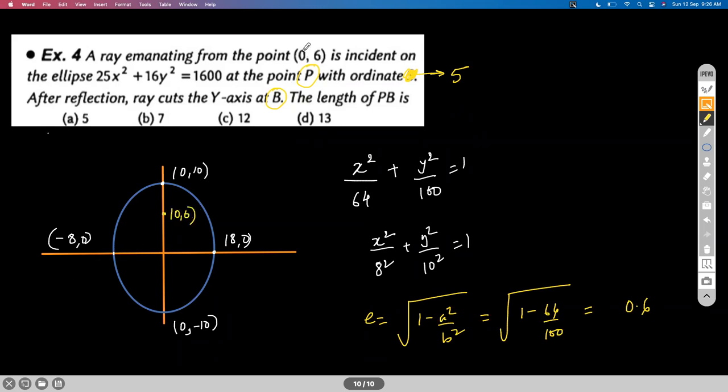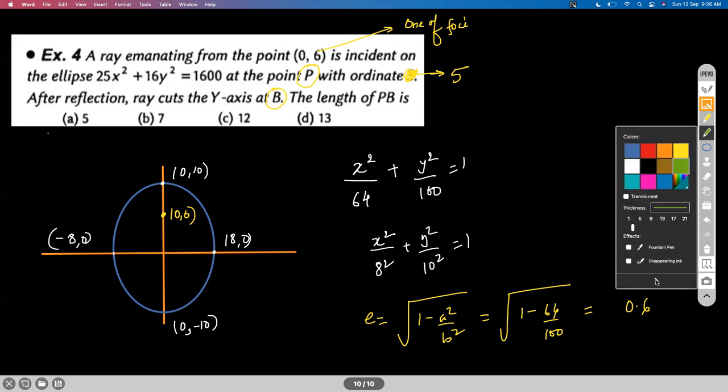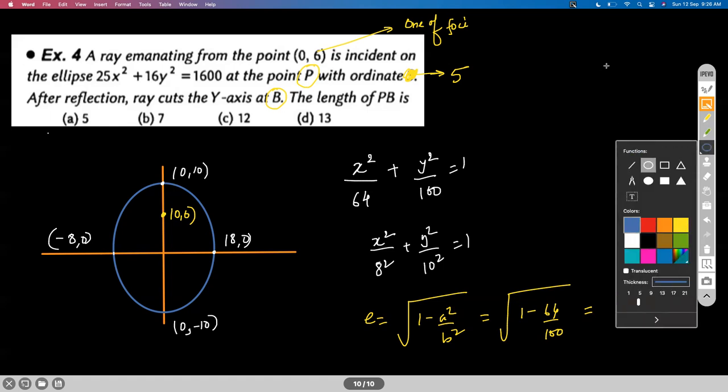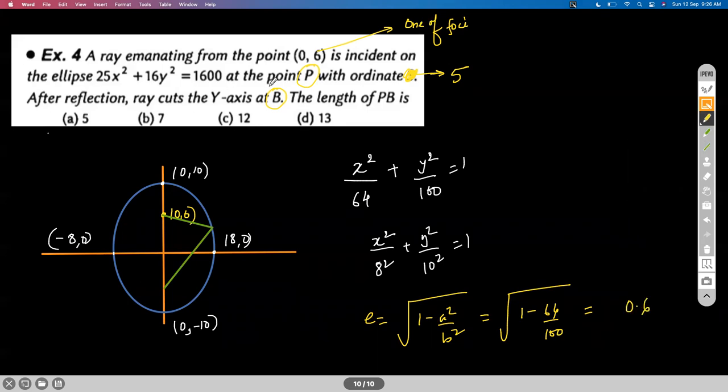And they're also talking about (0, 6). Oh, so this happens to be one of the foci. So basically it's saying that a ray is emanating from one of the foci. That's a good point for us, because if it emanates from one of the foci, then after hitting the elliptical mirror, it will definitely pass through the other focus. So at least the point B is known to me. Why? Because B will be the other focus, which is (0, -6).